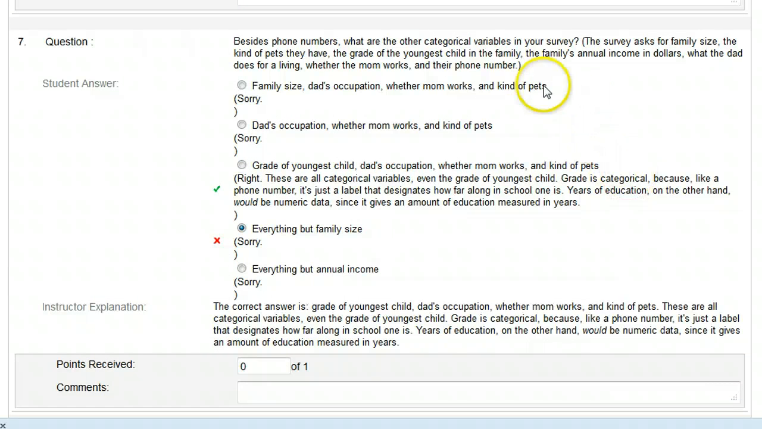Question 7, the same survey, you're wanting to know what other categorical variables there are, so besides phone numbers. Categorical variables, you really want to ask yourself, could I assign a label or a letter and have the same meaning? So if you are looking at the grade of the youngest child, we could assign grades 1 through 12. But if you even think about kindergarten, we assign a letter to that. So we could do grades A, B, C, D, E if we wanted to, and that would really mean the same thing.